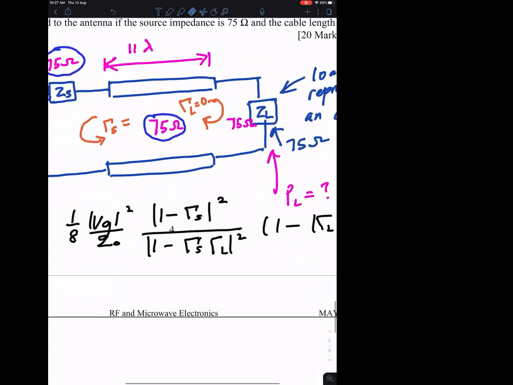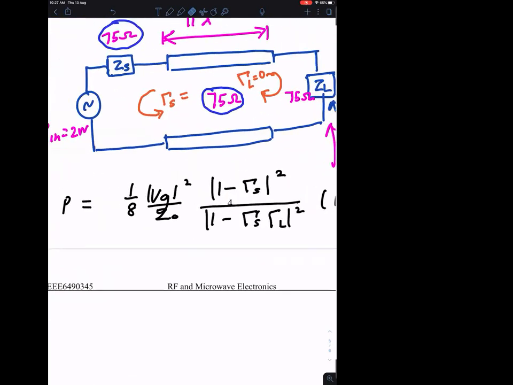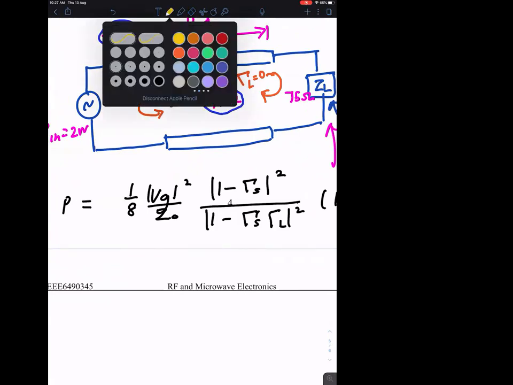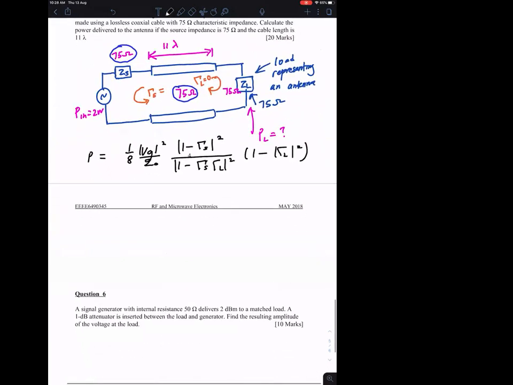Does everybody see that? Is everyone able to follow this concept? Who cannot understand this concept?